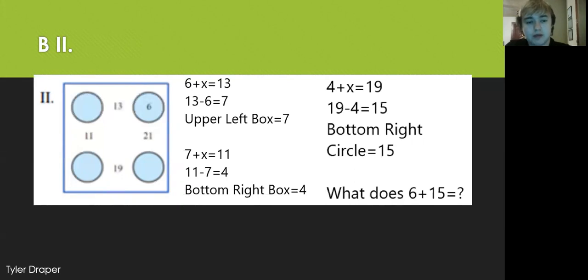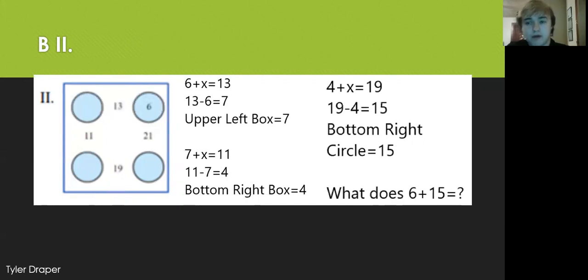All right, and then we can do our next problem. If we know that the bottom left circle is 4, and we don't know the bottom right circle, we can identify it as x, and we will find that the bottom right circle is 15 when we subtract 4 from 19.